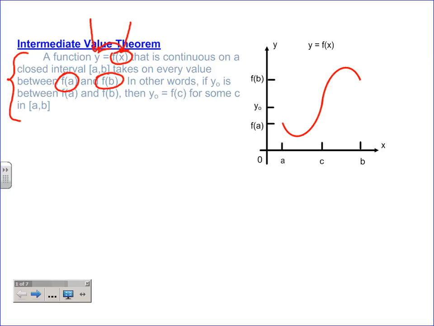In other words, there is some y value in between those two y values. Okay? And they're saying that that y value will have some x value that has to be between the two x values that we have. A picture is a lot easier.